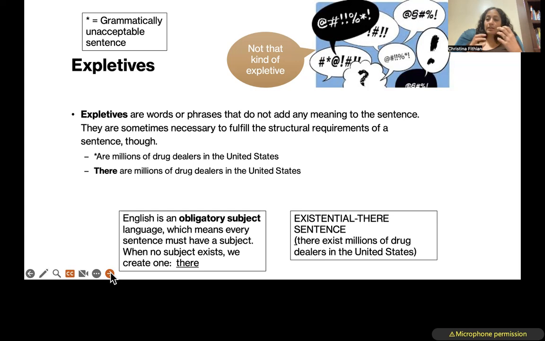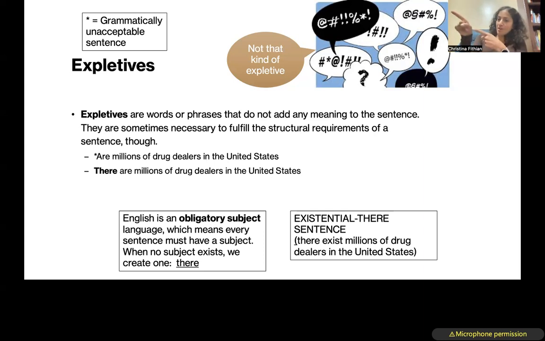We usually are going to get an expletive when there's basically a hole left in the grammar, and we're required to put something in that hole in order to make sure we satisfy the grammatical constraints of the sentence. So let's take, for example, I have this sentence here. There are millions of drug dealers in the United States. Well, when you think about it, there is not really doing anything in this sentence.